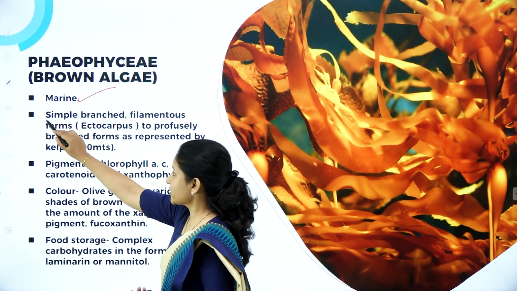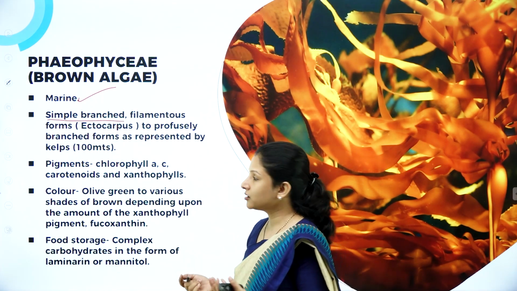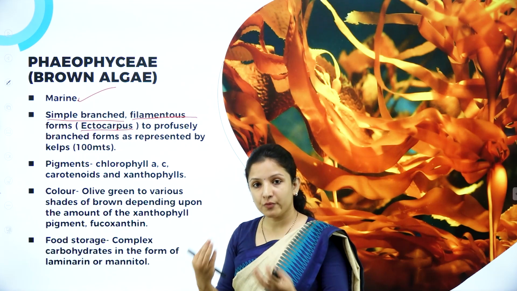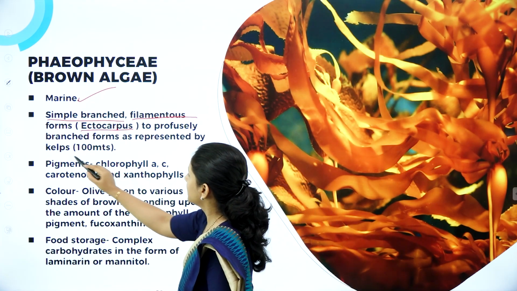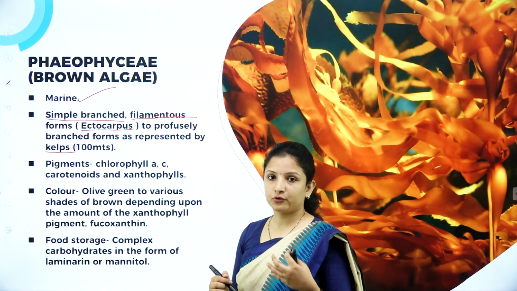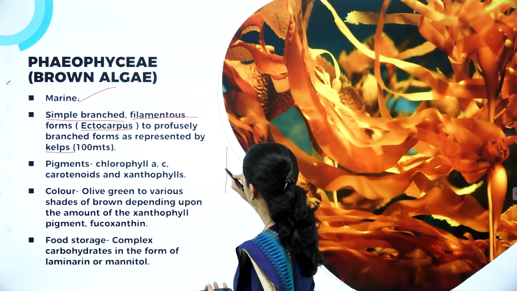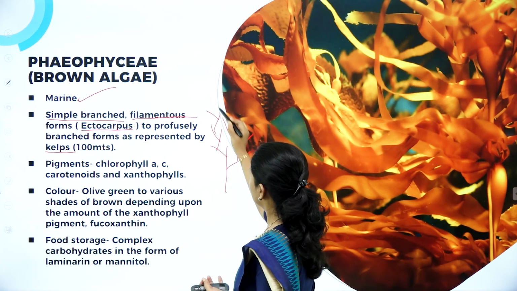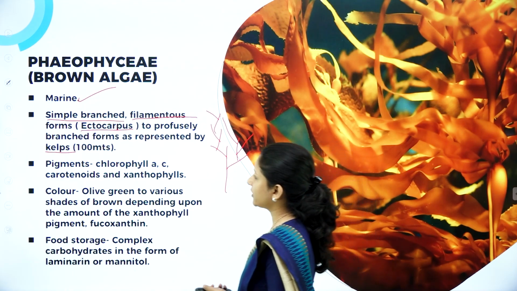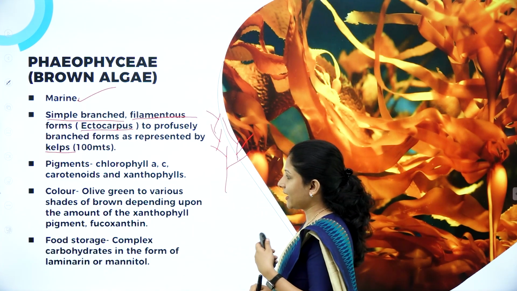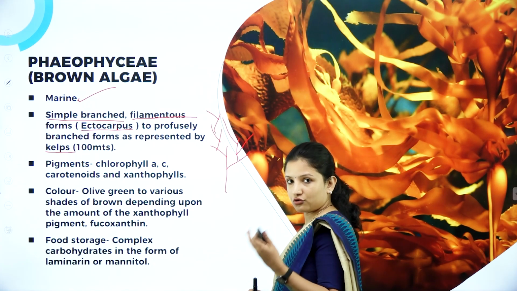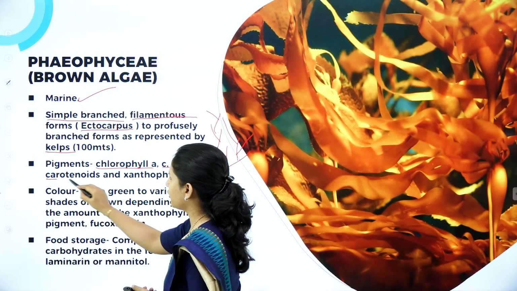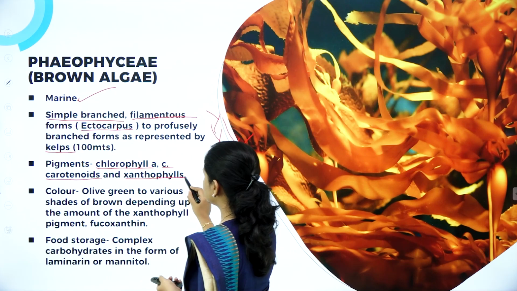Their structure can be simple branched or they can be filamentous, for example, Ectocarpus, or they can have too much of branching, that is profusely branched, that is kelps, which can grow up to 100 meters. So profusely branched means too much of branching like this. The growth will be with too much of branching like this. So that is profusely branched, and they are brown in color because they have some pigments. That is, apart from fucoxanthin, they have pigments which are chlorophyll A and chlorophyll C, and they have carotenoids, which is an orange color pigment, and they also have xanthophylls.